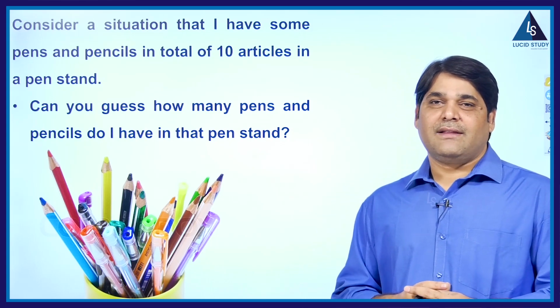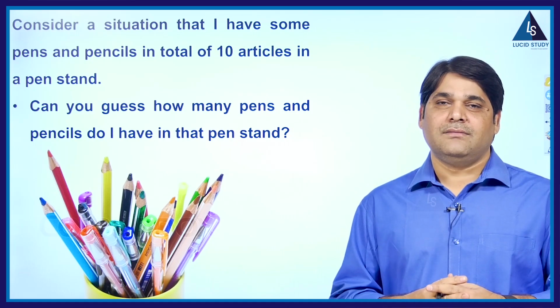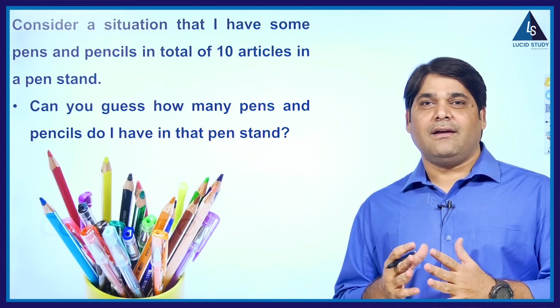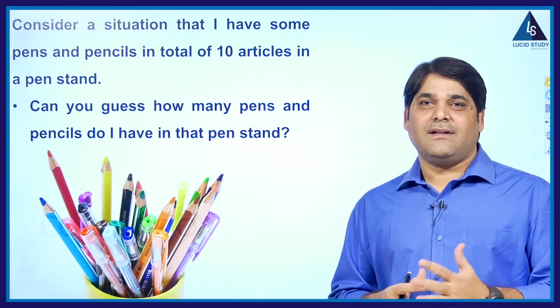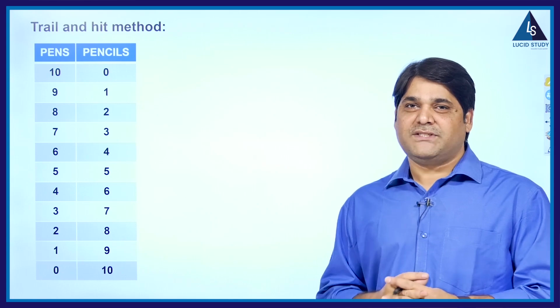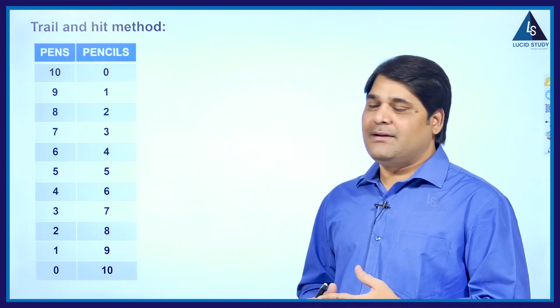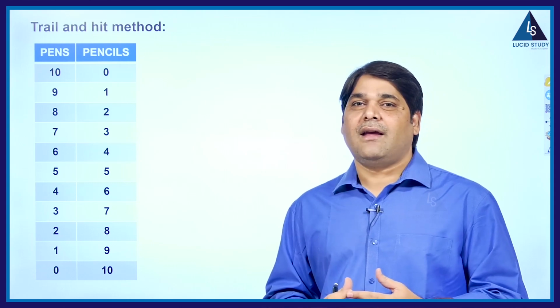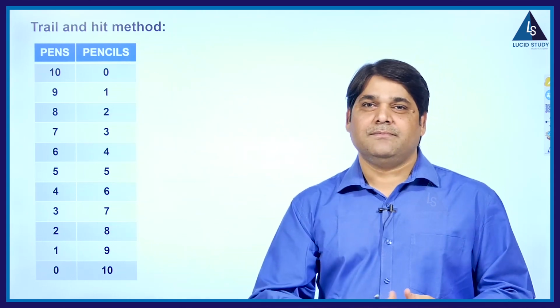Immediately what will you think? Pens and pencils together are 10. You will think in a trial and error way, right? What is the trial and error method? First you will think that there are only 10 pens, no pencils. Then you will think that pens are 9 and pencils are 1. Like this you will make a chart of it.